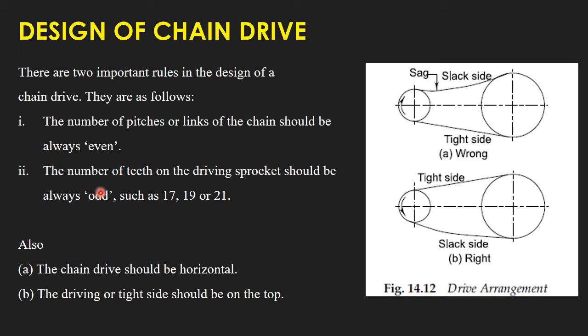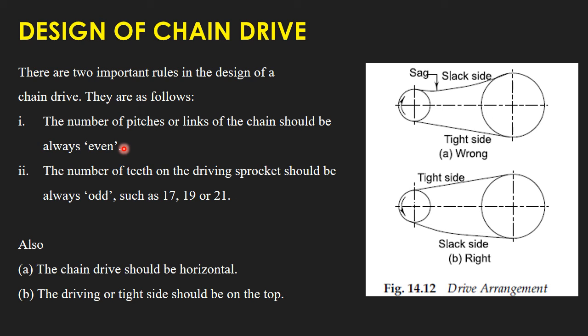Why this odd and even? Mainly because an odd number of teeth in the sprocket in combination with an even number of chain links is found to provide a uniform wear condition. The wear is found to be uniformly distributed over each and every tooth. So if we choose the combination of an odd number of teeth and an even number of links, then there will be uniform wear over all the teeth present in the driving sprocket. So that is practically better.